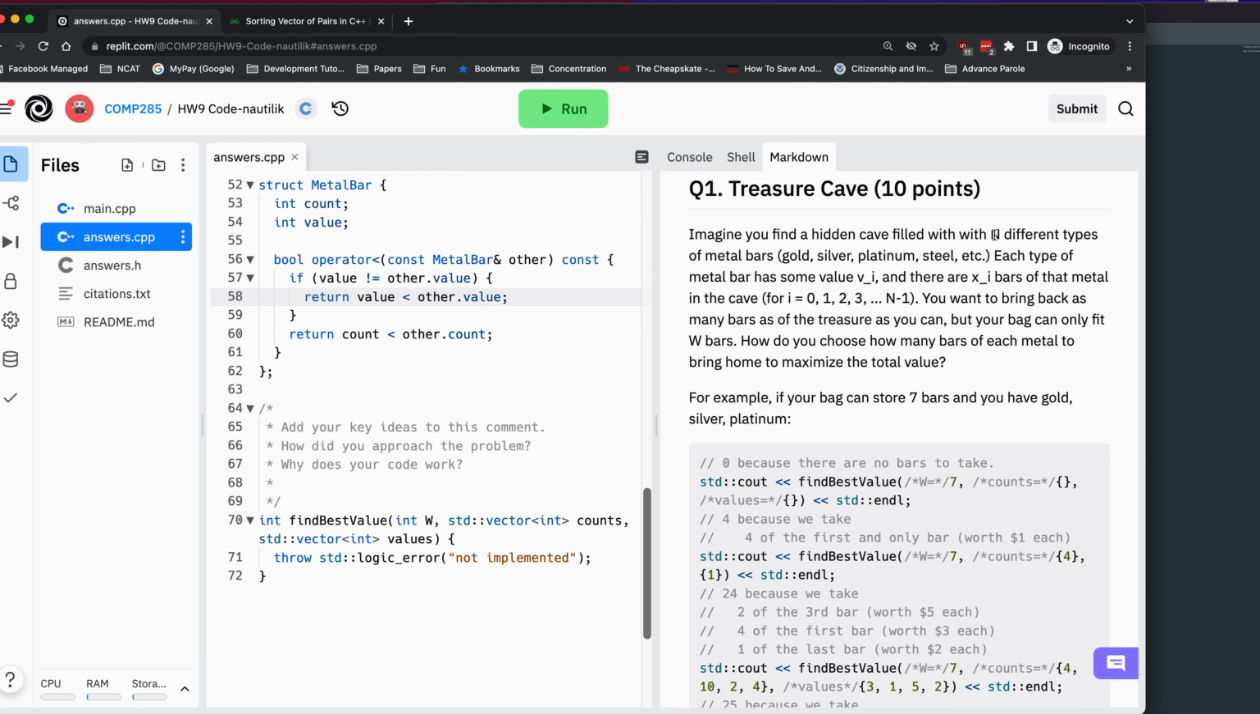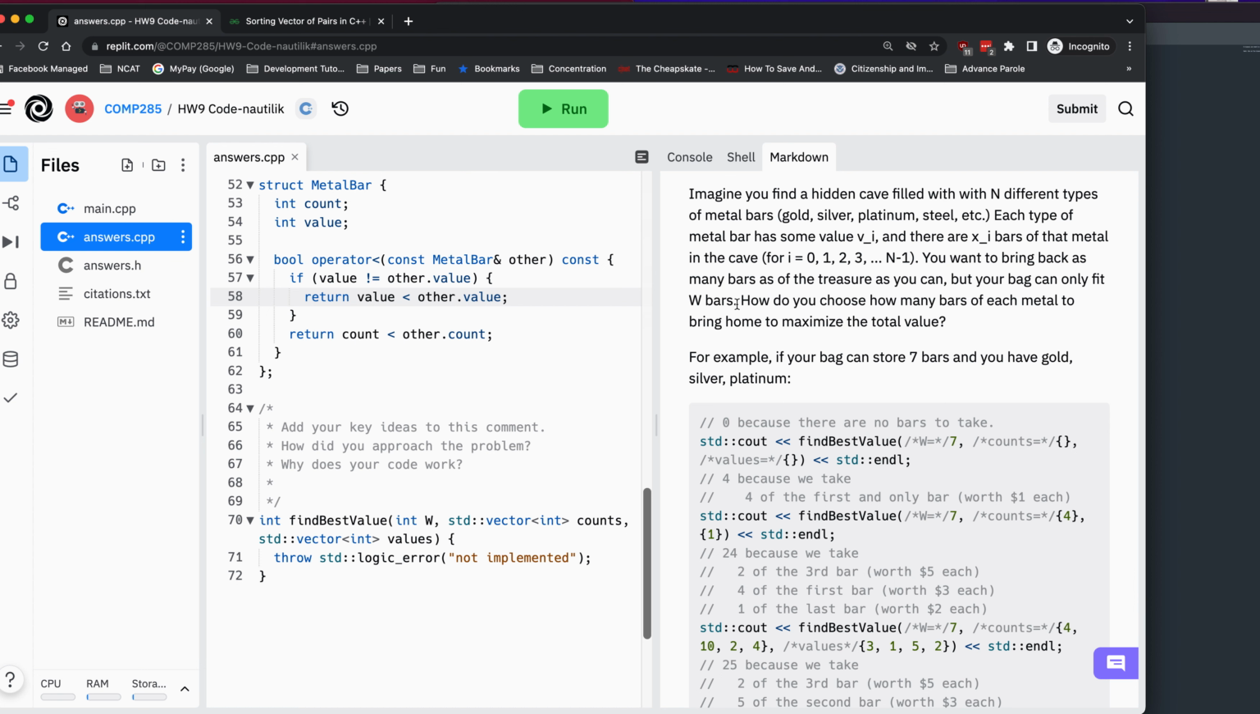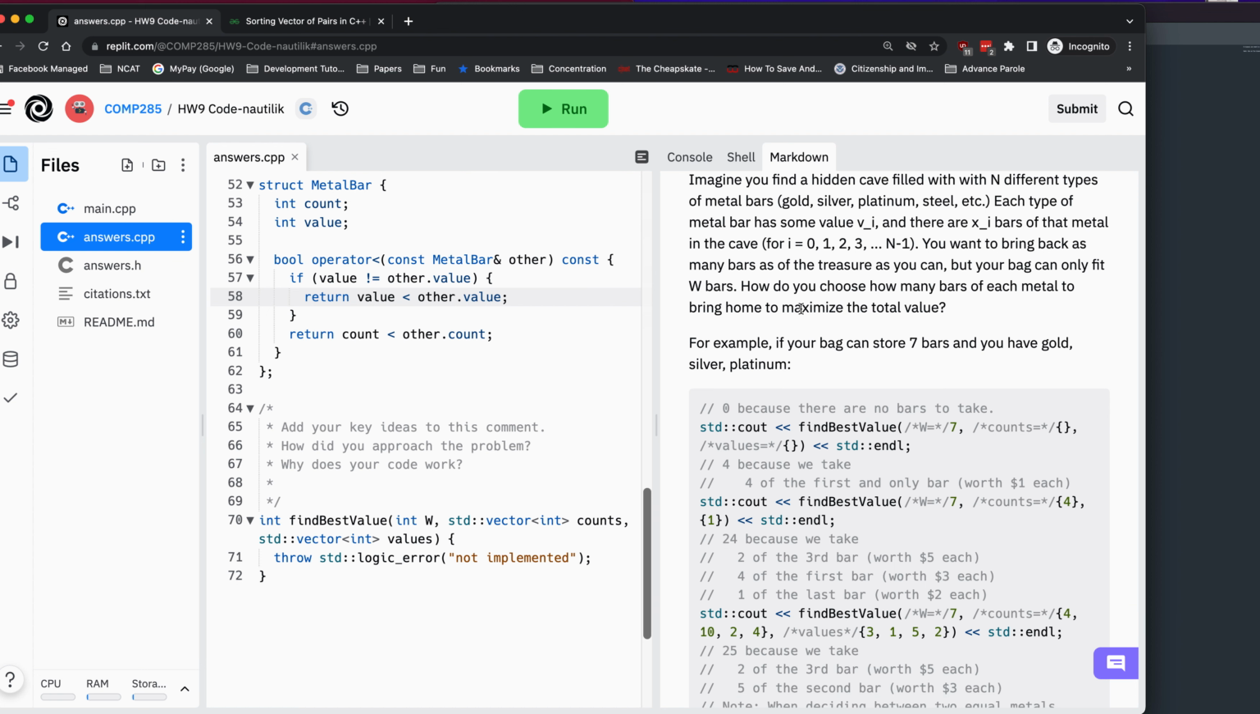So you have a hidden cave filled with n different types of metal. Each type of metal bar has some value, and there are xi bars in the cave, okay? You want to bring back as many bars of treasure as you can, but your bag can only fit w bars, okay? How do you choose how many bars of each metal to bring home to maximize the total value, okay?